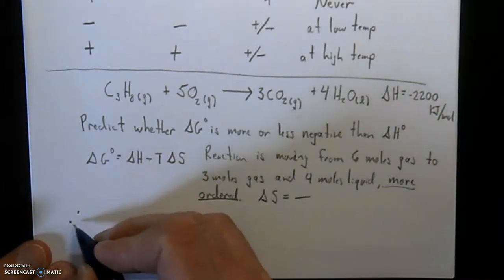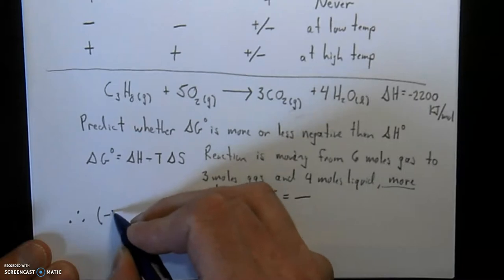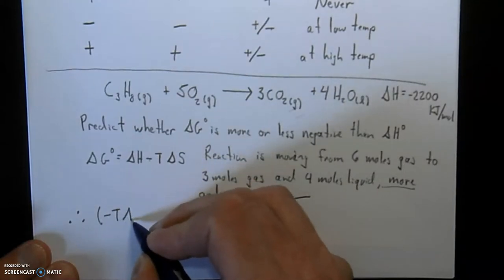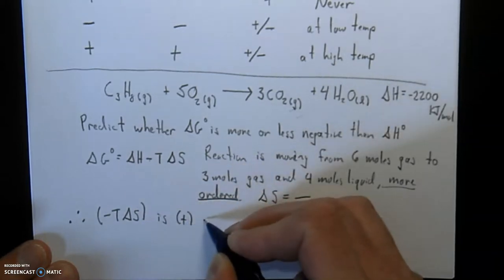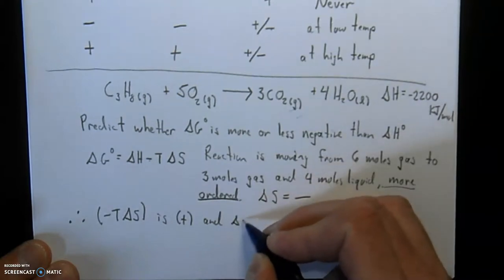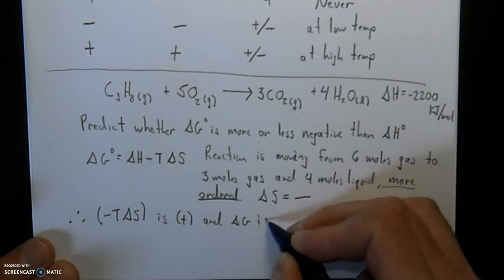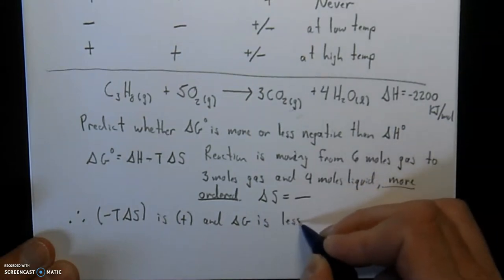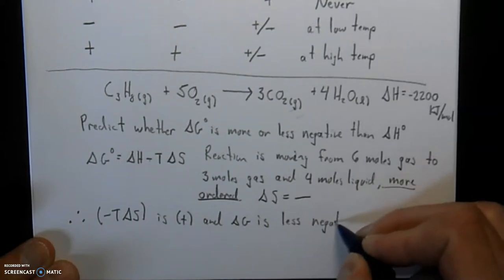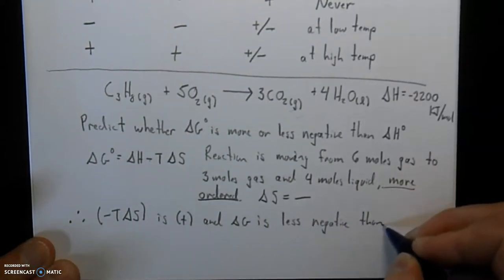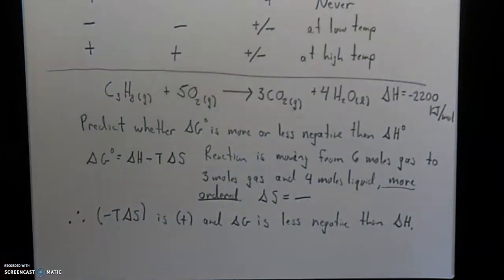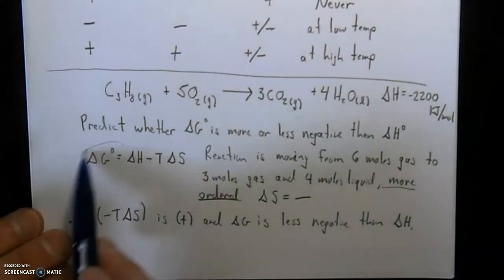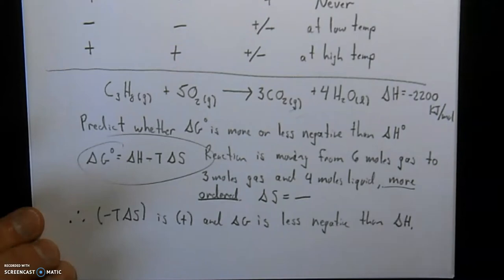We'll write that out here. Therefore, negative T delta S, as we just said, is positive, and delta G, as a result, is less negative than delta H. So again, that's a really good AP style question. It makes you have to think and compare. But of course, if you have this equation, you can use it to reason your way through. Okay, so let's do another.